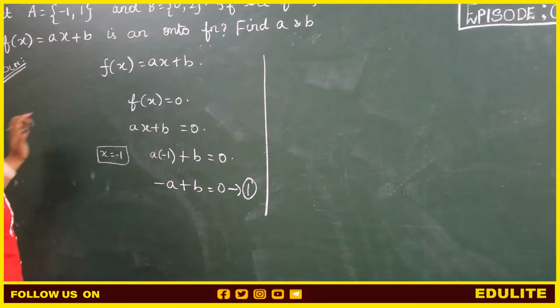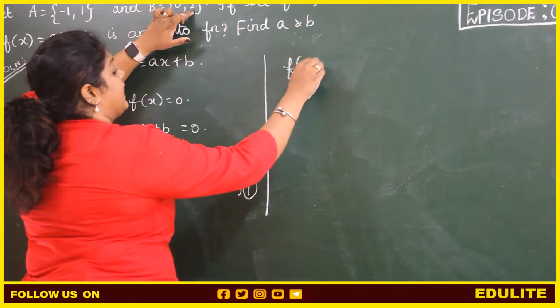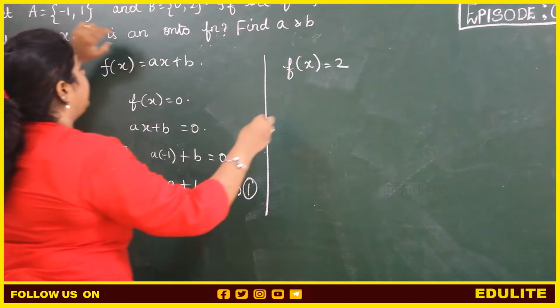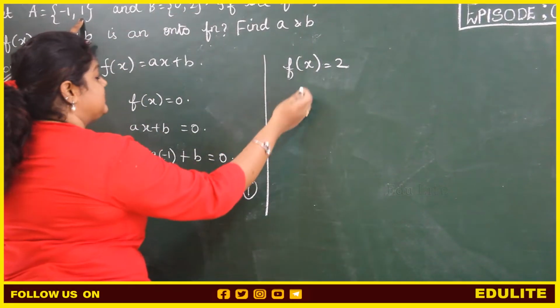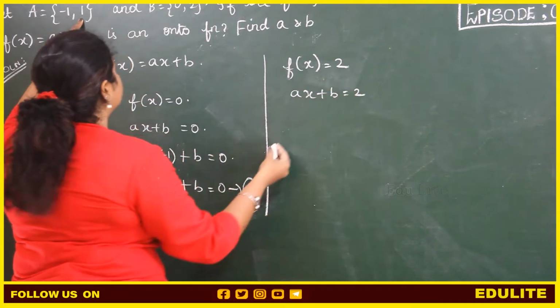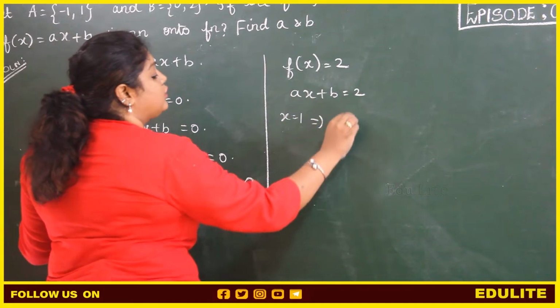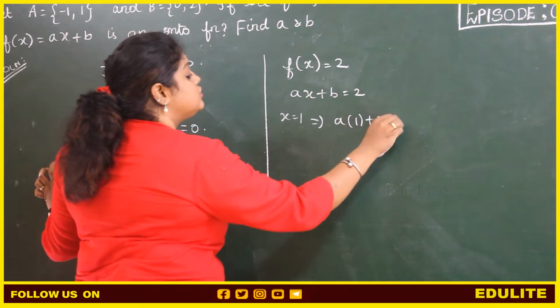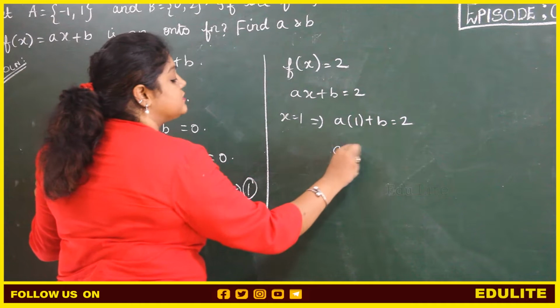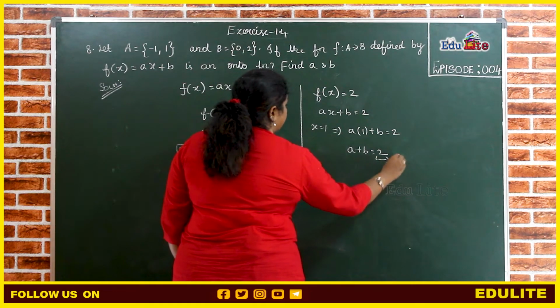Next, we will consider the value of f of x, that is y, as 2 and x as 1. Instead of f of x, we will replace it with ax plus b equals 2. We will consider the value of x as 1. So, what will I get? A into 1 plus b equals 2. Therefore, a plus b equals 2. This we will consider as equation 2.